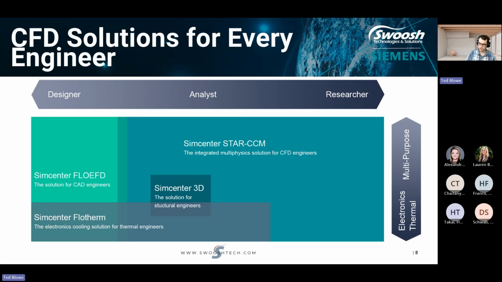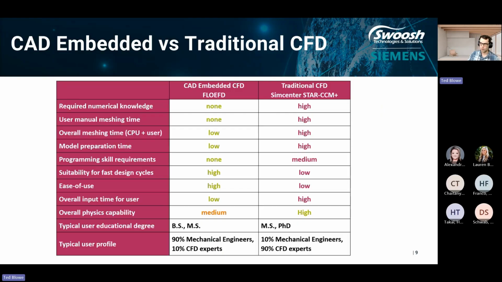Who is made for what? Like I said, FlowEFD is made for design engineers, whereas STAR-CCM Plus, a general purpose advanced multi-physics CFD tool, is made for an analyst or researcher. Why is that? Well, FlowEFD is very lightweight. You don't need HPC. You don't need to be a CFD expert, and it's very fast in terms of running, meshing, training. But the trade-off is it can't model advanced physics. It cannot model the complexity of a wide range of CFD problems.